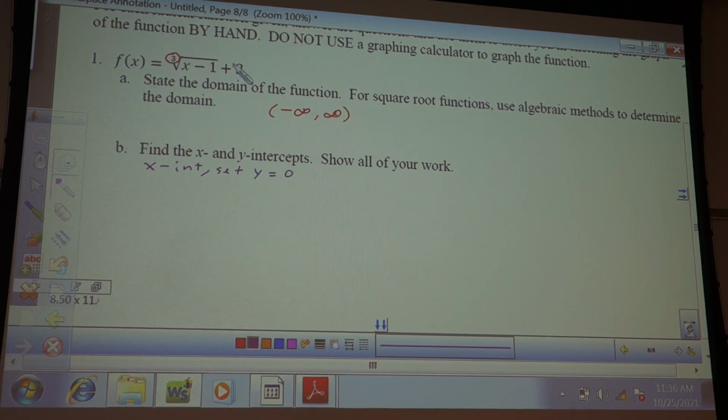So here's my function. I'm going to make it y. Is f of x my x or my y? That's my y. So I'm going to set that equal to 0. Everyone do it. Write this function, but put 0 in for y.